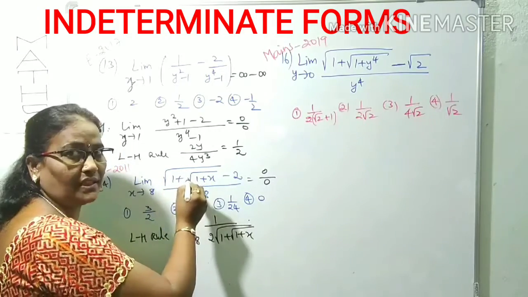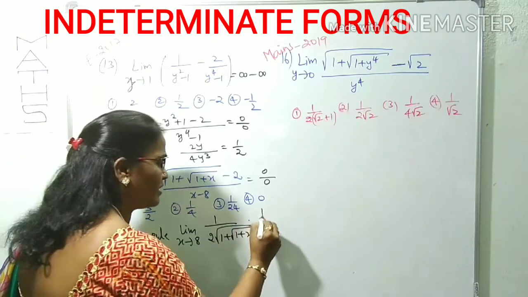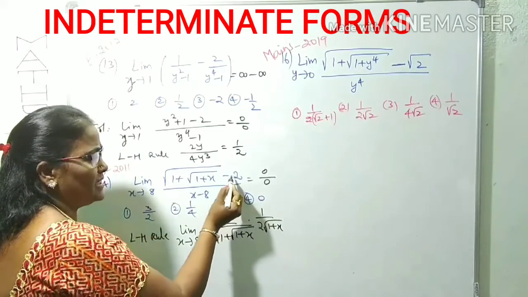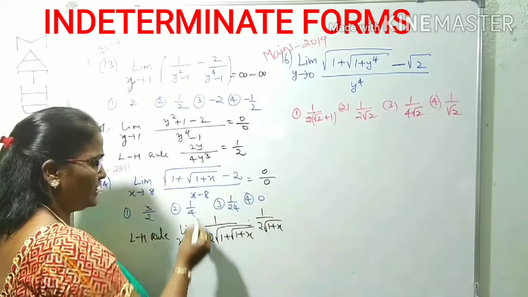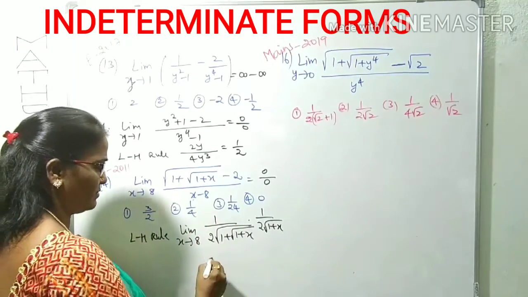Its derivative also you have to take. Here one constant, derivative 0. Root over 1 plus x, derivative again 1 by 2 root 1 plus x, in the denominator. Numerator minus 2, derivative 0. Denominator x minus 8, derivative is 1. That's why no need to write the denominator also.